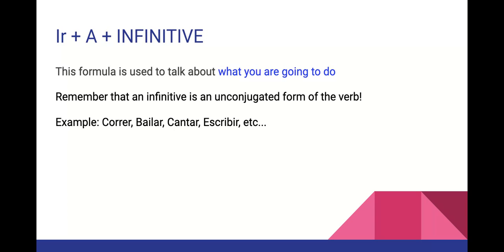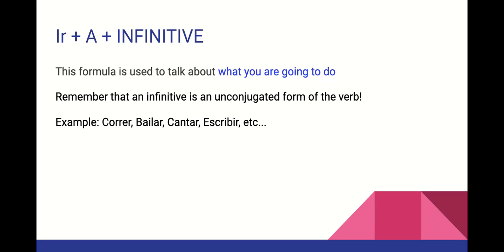The second formula is ir a plus infinitive. So instead of talking about where you're going to go, you're going to talk about what you are going to do. So I'm going to run. You're going to eat. She's going to drink a soda. He's going to play soccer. Okay. And remember that ir a plus infinitive.